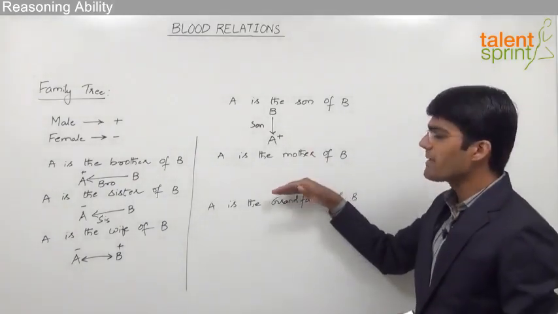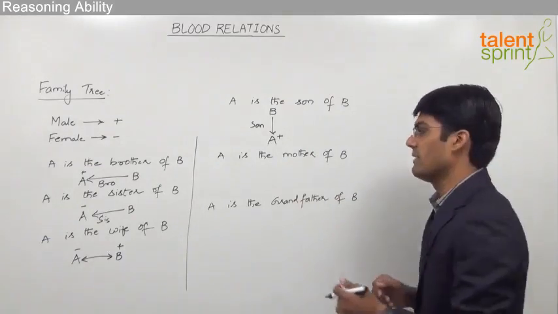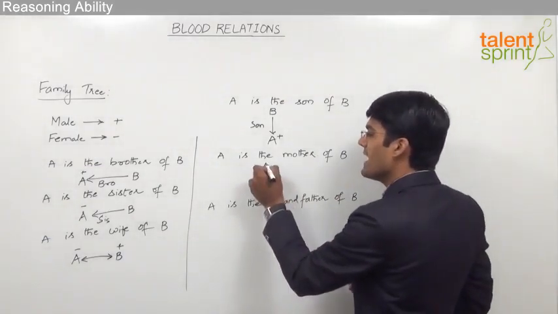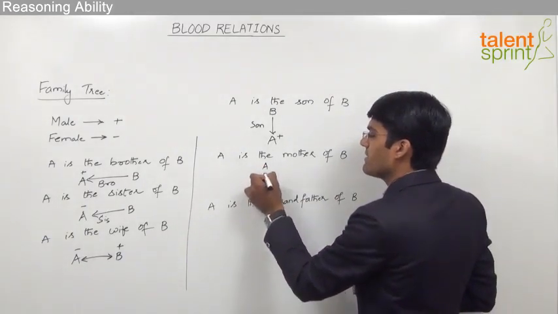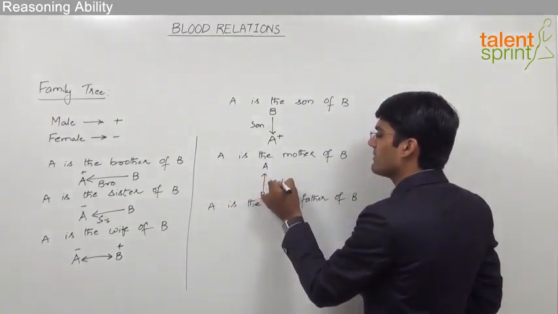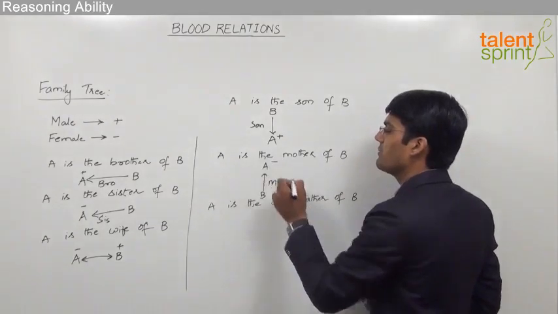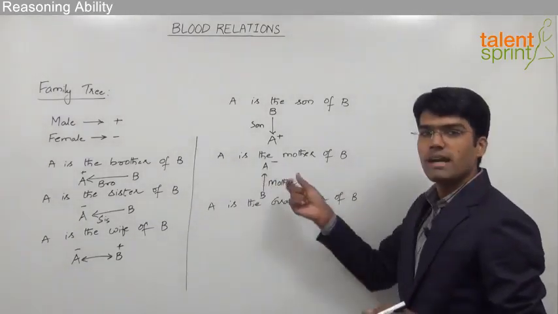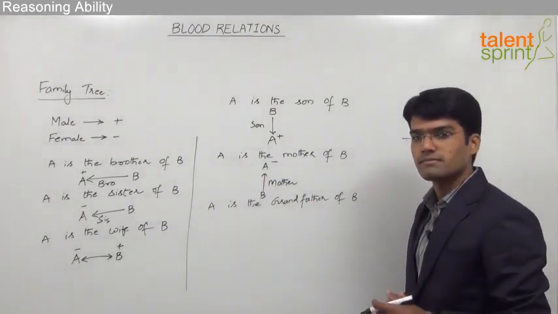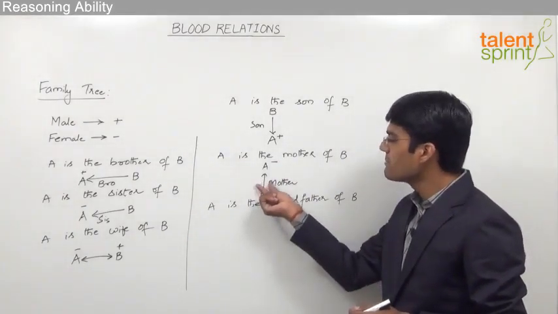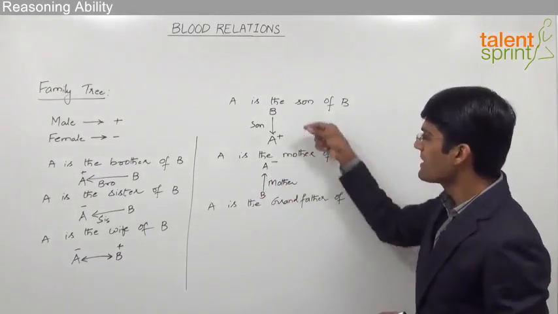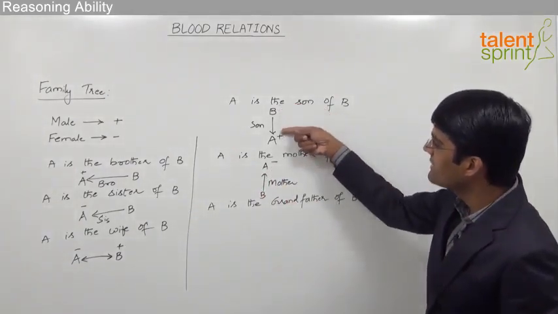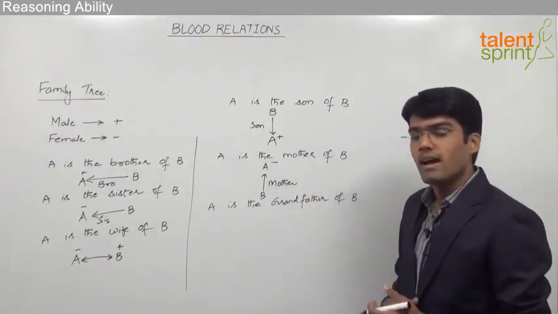Let us see how to represent these two persons in the diagram. We can simply say that A is the mother of B. So you can write mother here and put a negative sign, meaning that A is a female person. So as we can see, B's mother is A. That's how we try to understand the relationship. In the first case, we can say B's son is A. Let us now take the last one.